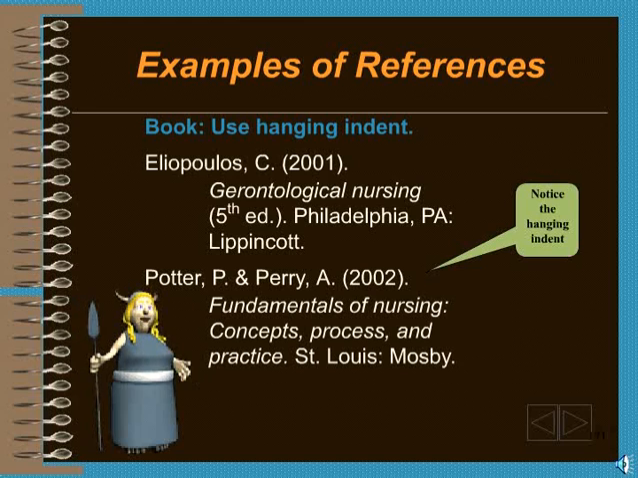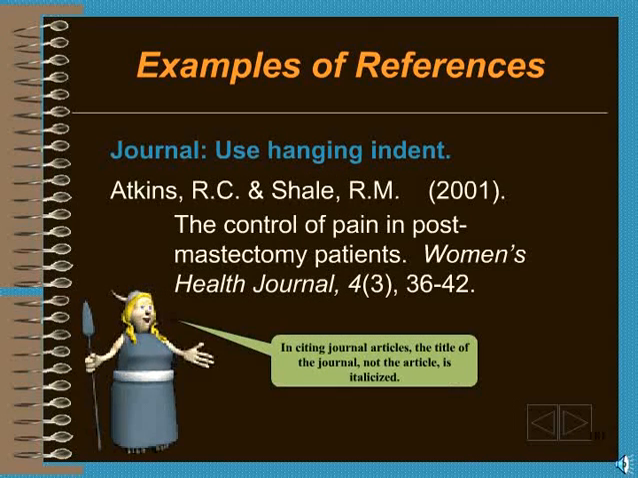Here are some samples of referencing books. Notice the hanging indent where the second and following lines are indented. In citing journal articles, the title of the journal, not the article, is italicized. Note that the title of the article is in sentence case.